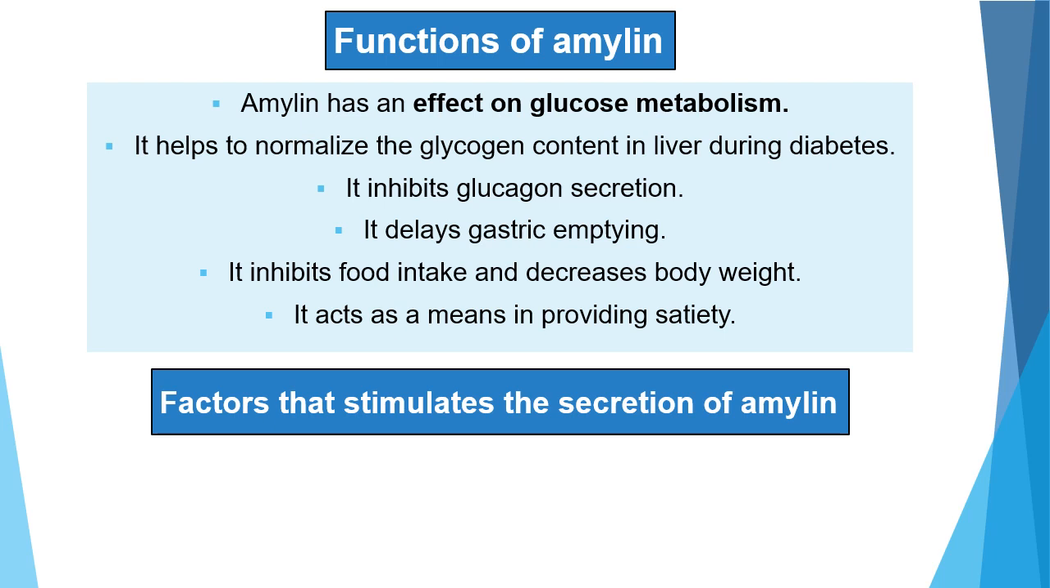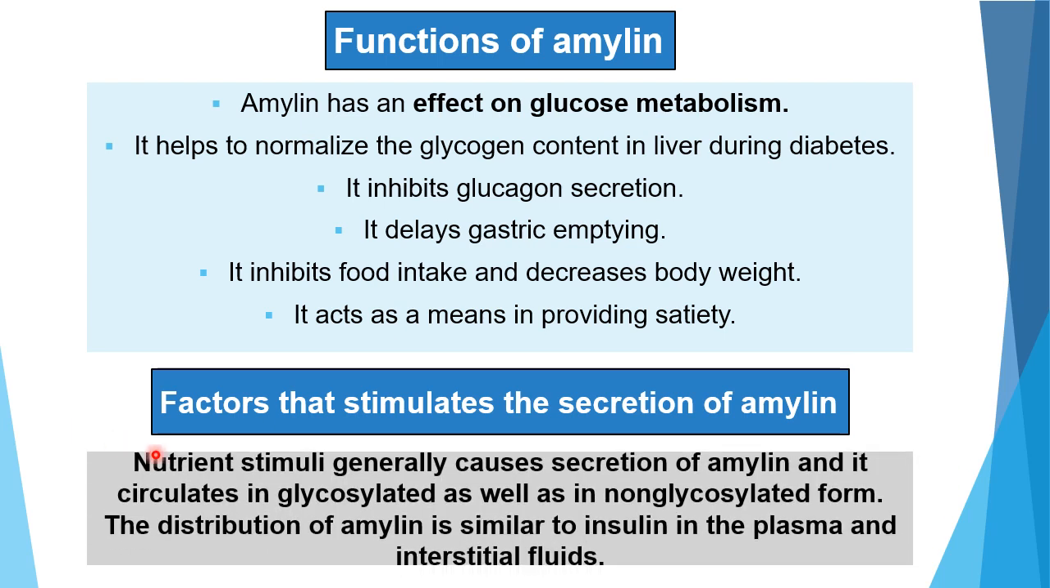Factors that stimulate the secretion of amylin. Nutrient stimuli generally cause secretion of amylin, which circulates in glycosylated as well as in non-glycosylated form. The distribution of amylin is similar to that of insulin in plasma as well as in interstitial fluids.